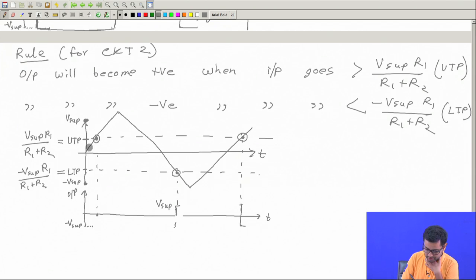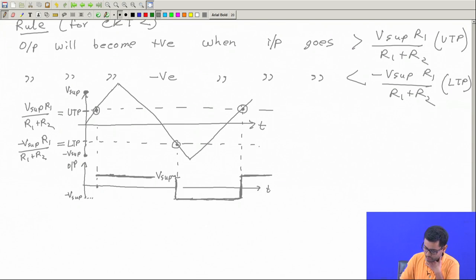Now if the input goes above this, output will become positive. So here it will become positive. I do not know what it was before this, but here it will become positive, and it will remain positive until input goes below this value, which is here. So here it will go negative like this, and here it will become positive again like this.